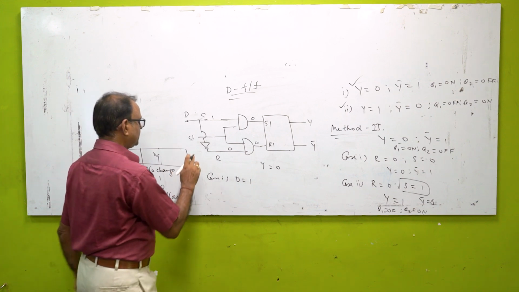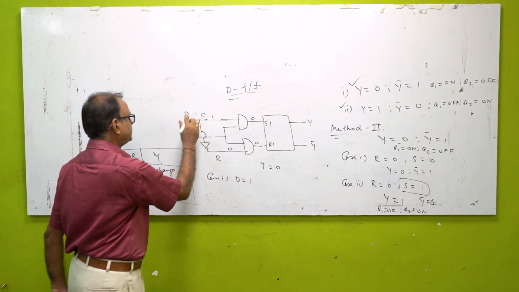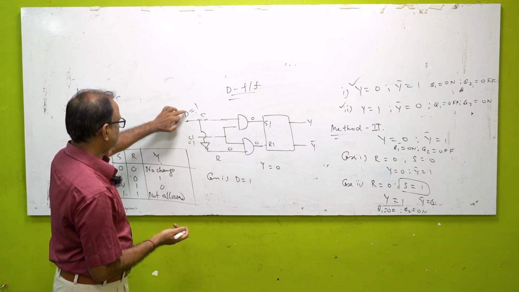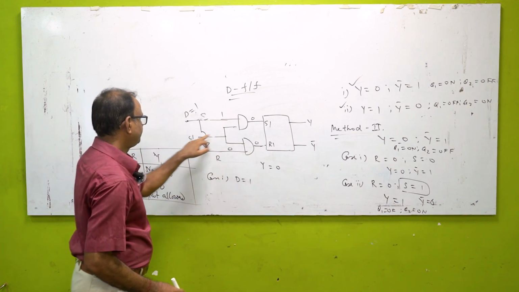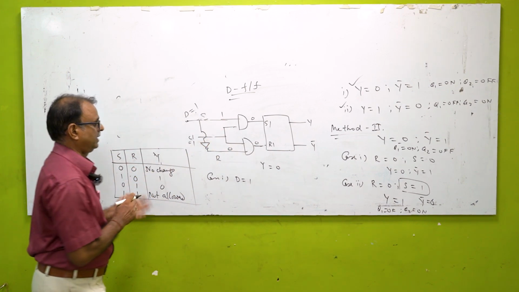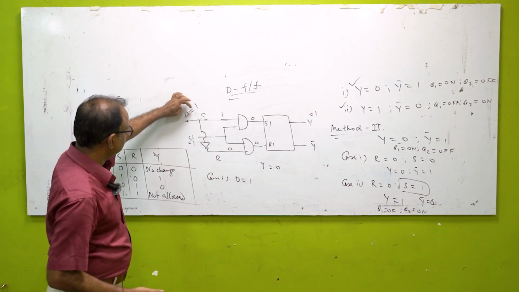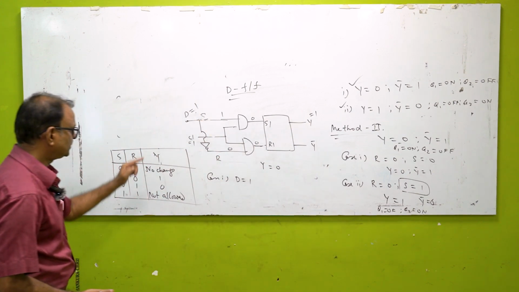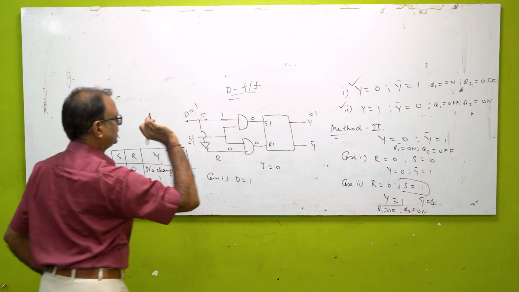0 and 0 means there will be no change. But when the clock is high and D is equal to 1, that is clock 1 and D 1, S will be 1 and R will be equal to 0. If S is equal to 1 and R is equal to 0, then the output obviously will become 1. It means that D is equal to 1, this input gets transferred to the output. The moment the clock comes in, this input D goes to the output.